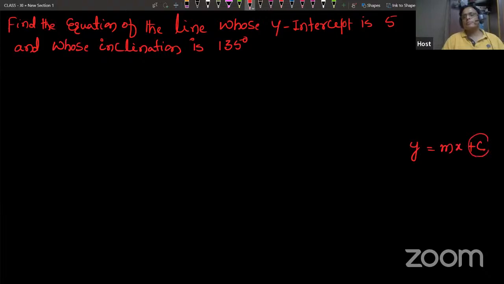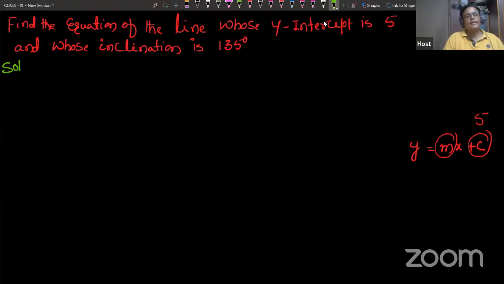Already we know that. Here in this case he has given 5, but we don't know the slope. Nowhere in the question is the word slope used, but the word inclination is used. So that is more than sufficient for me to find out the slope. First I'll find out the slope now. Look at the solution. First we'll find out the slope of the line.